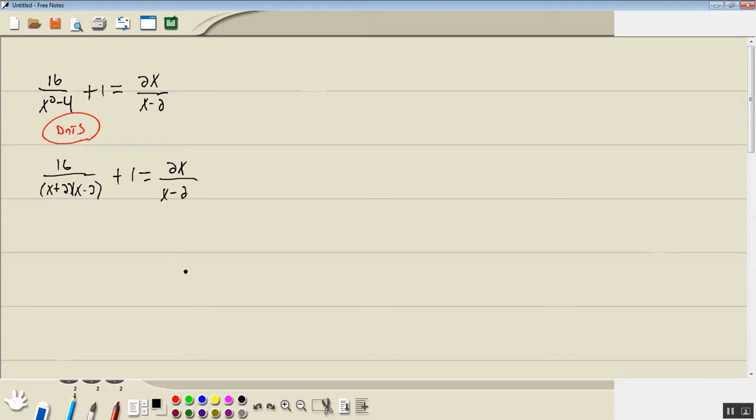Now we want to multiply everything by the LCM of all our denominators. Start with our first factor, the x plus 2. I'm looking for the greatest number of x plus 2's in a single denominator. There's 1 here, none here. So the greatest number of x plus 2's is 1.